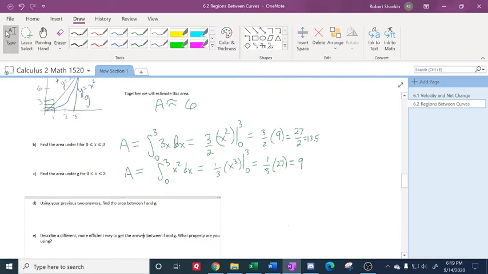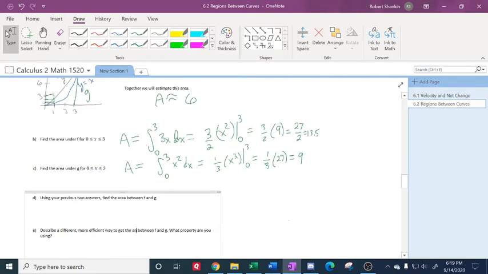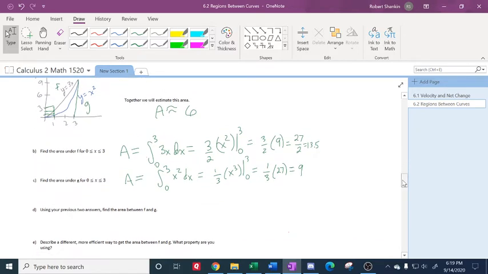This shouldn't say answer, this should say area. Okay, go ahead and hit enter and discuss this in your groups.